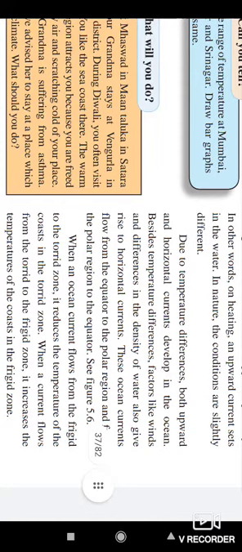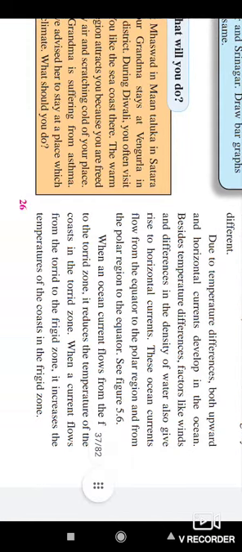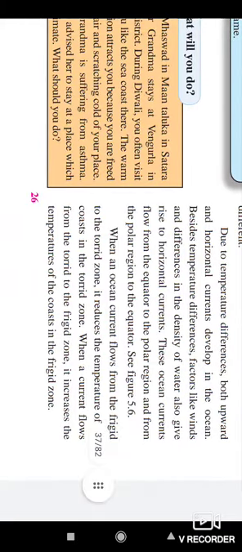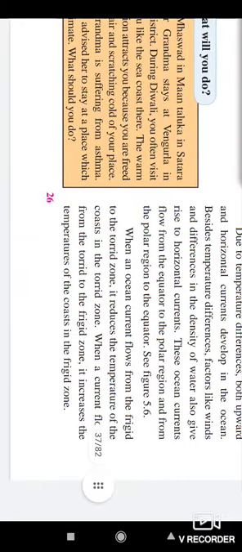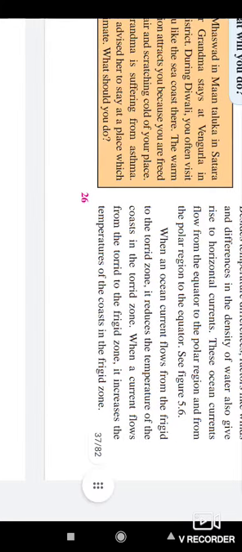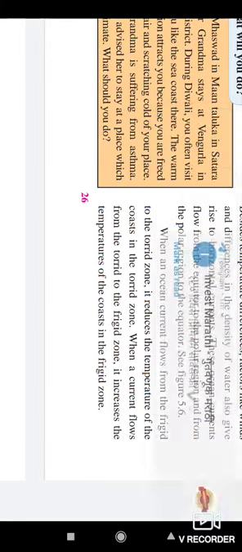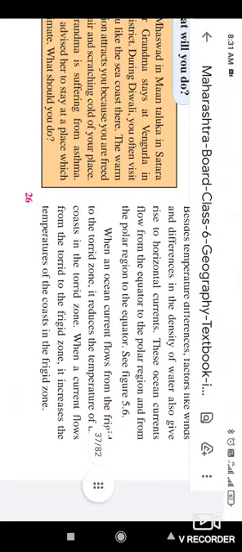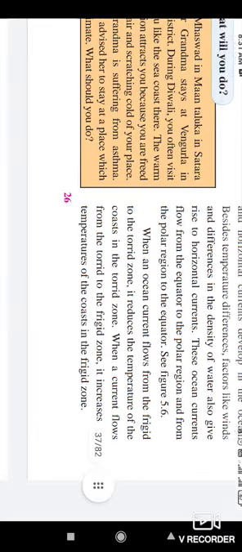Due to the temperature difference, both upward and horizontal currents develop in the ocean. Besides temperature differences, factors like wind and differences in the density of water also give rise to horizontal currents. This ocean current flows from the equator to the polar regions, and from the polar regions to the equator. See figure 5.6.